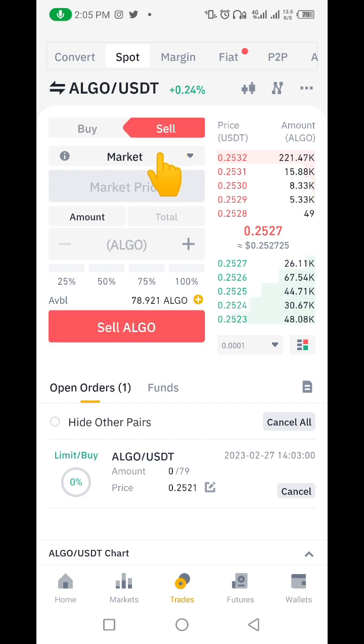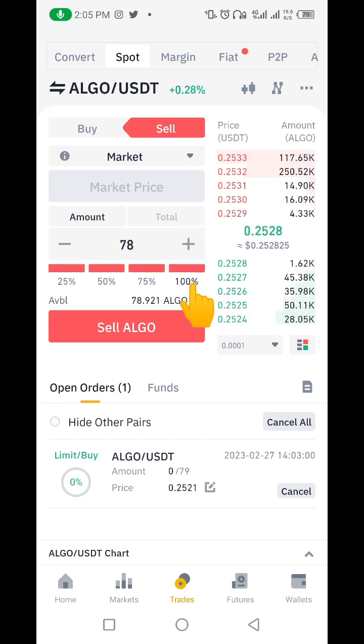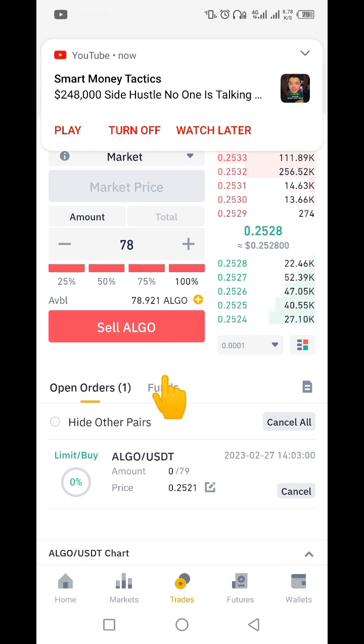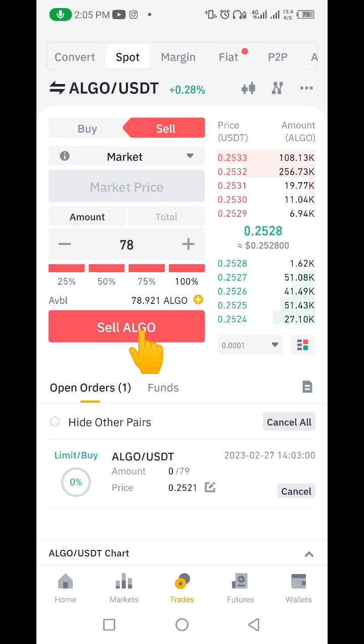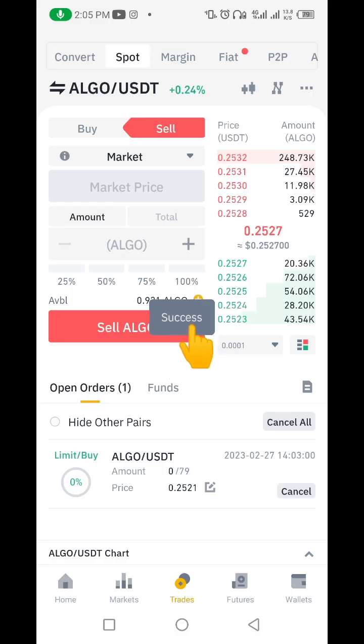Okay, when you click on this sell now, you're going to come down here and click on 100%. Then you're going to click on this sell. So when I click on this sell now, I'm going to sell this my algo and I'm going to get USDT. Okay, so let's click on it. So you can see trade successful.